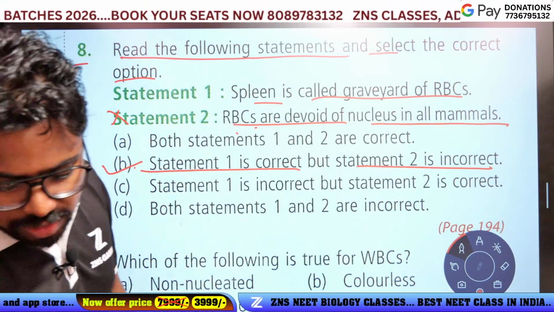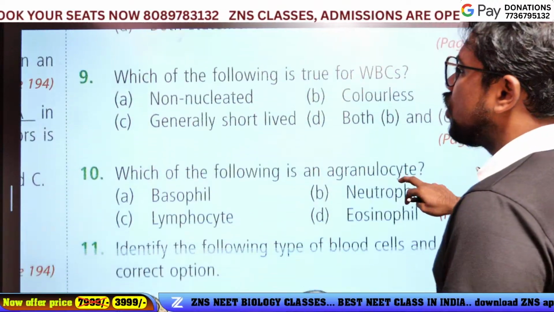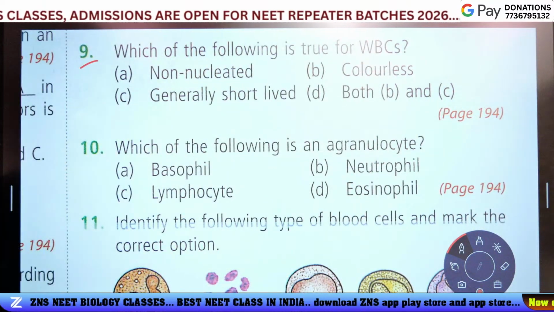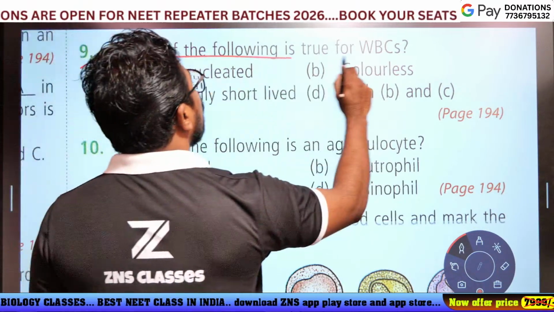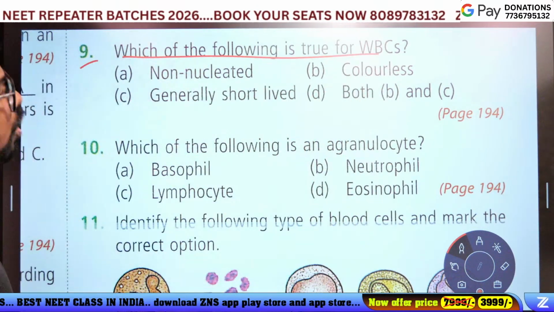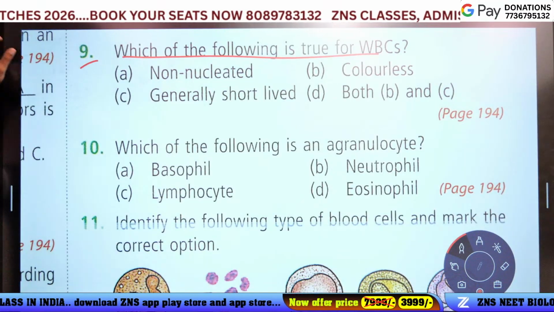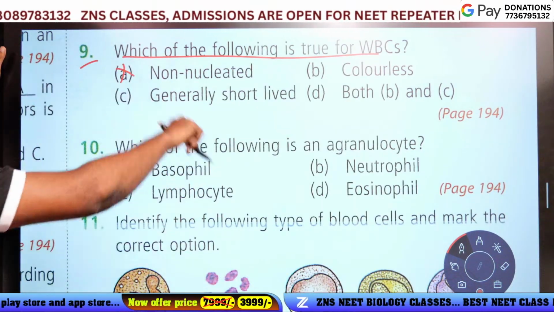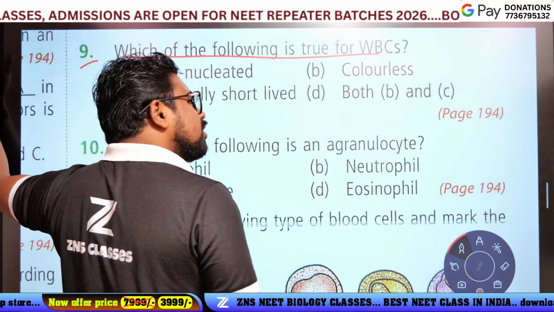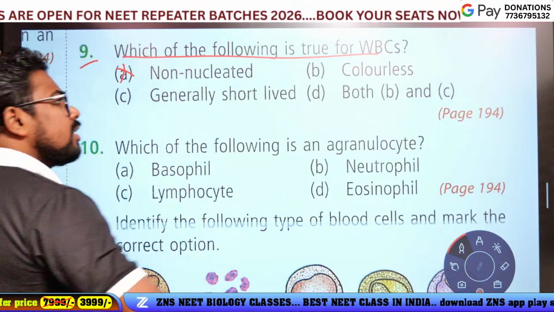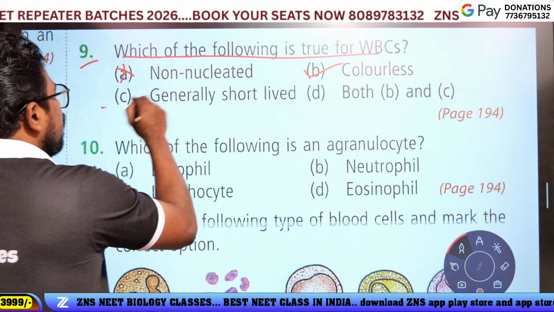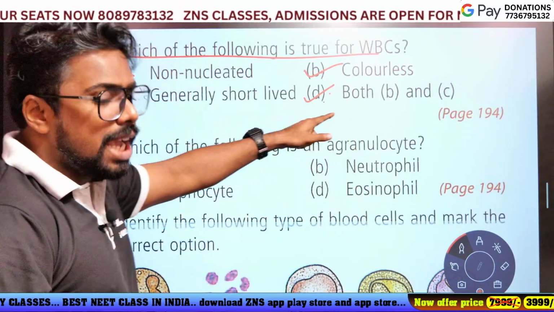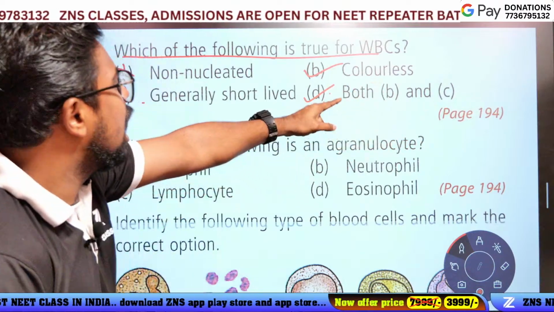Okay, it's a very simple question. The ninth question: which of the following statements are true about WBC? WBC non-nucleated? No, WBC is nucleated, so that statement is incorrect. Is it colorless? Yes. And generally short-lived is correct. B and C are correct, so the answer is option D, both B and C.